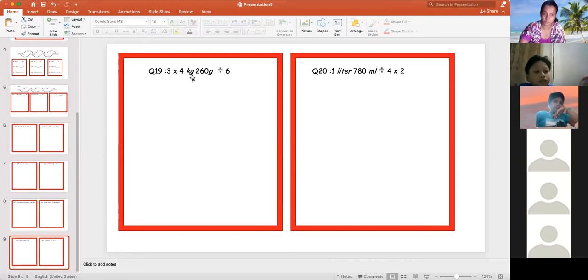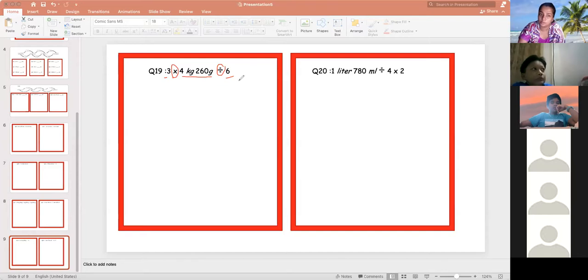Now let's look at this one. Question 19 is a division. Actually, it's a mixed operation. Look carefully. You remember you also can do mixed operation. What is it? 3 times 4 kilogram 260 gram and then divide by 6. So according to the rules of BODMAS, multiplication and division is in the same group. You do the multiplication first and then only you do the division. This is a mixed operation question.